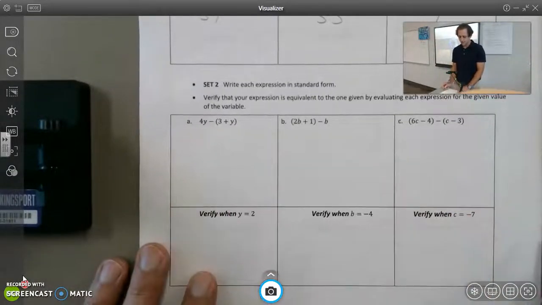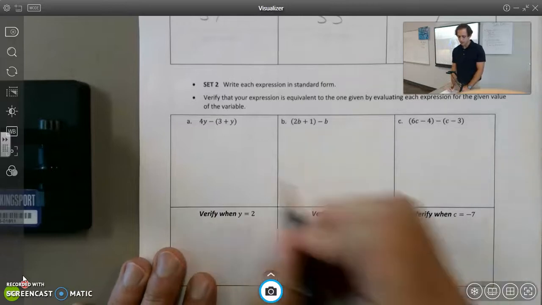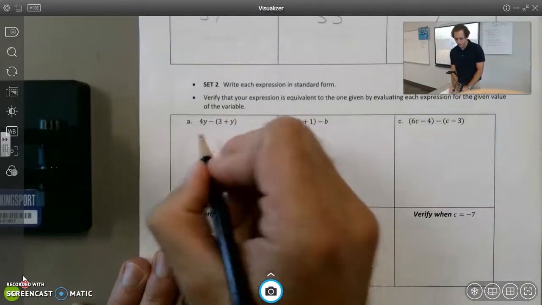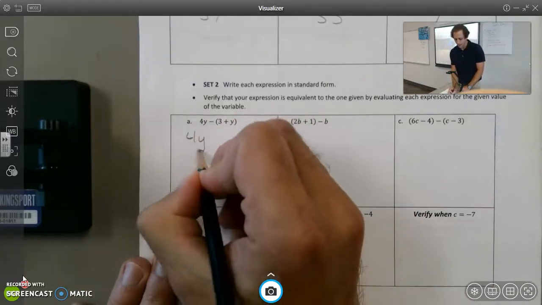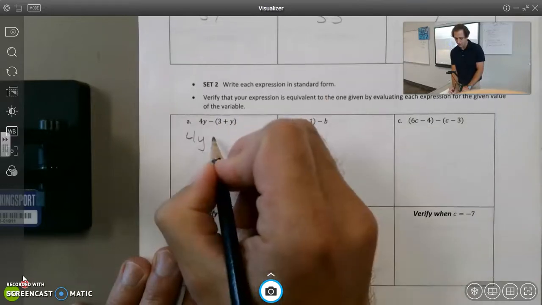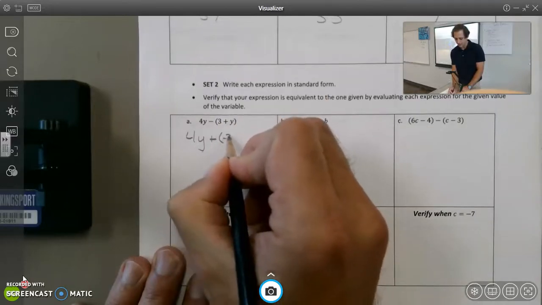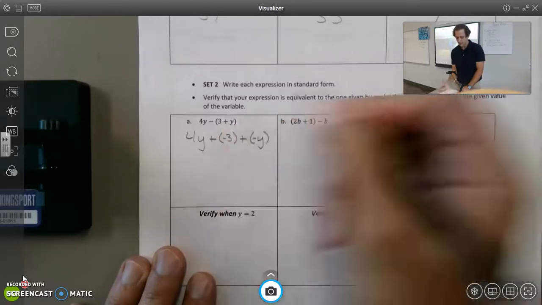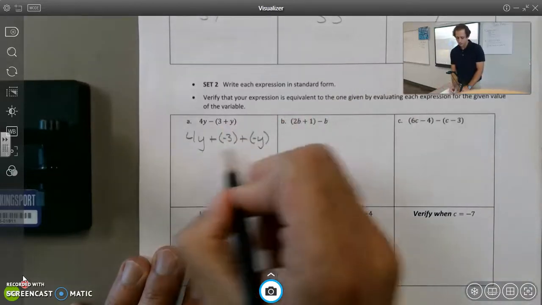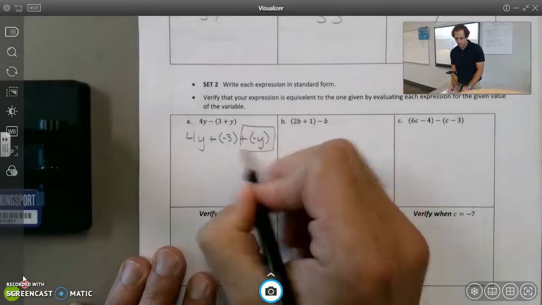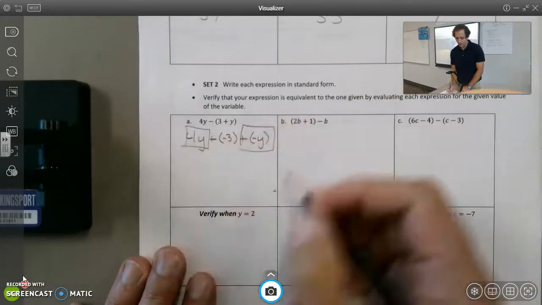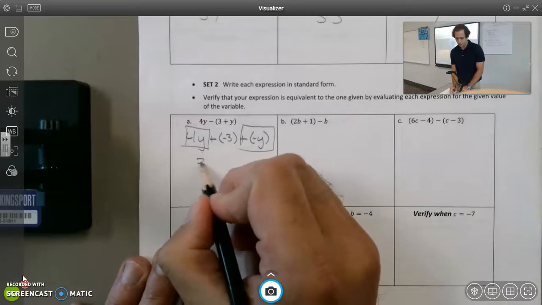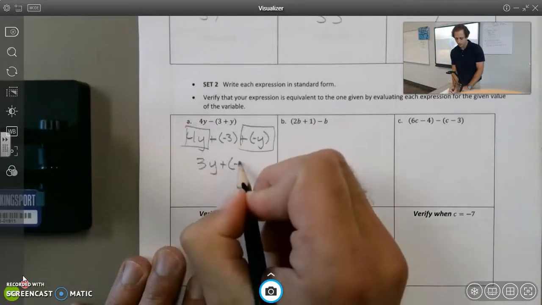Problem A. We would like to write these in standard form. 4y minus 3 plus y. That's going to be plus negative 3 plus negative y, because we're adding the opposite of each of the terms. So this is a negative y, and this is positive 4y. That's going to create 3y plus negative 3.